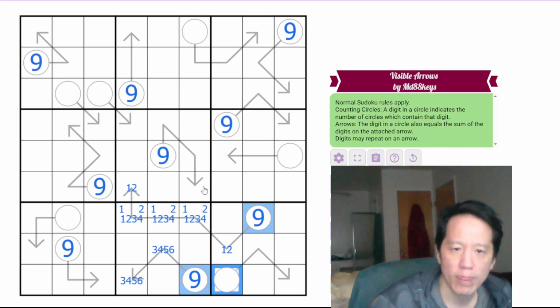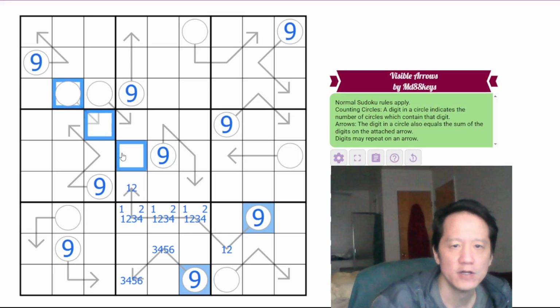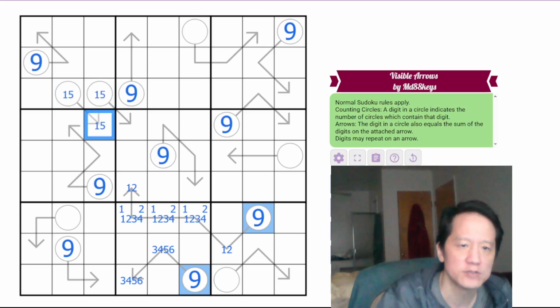Well, I don't think it could be 1. It can't be, sorry, it can't be 249. 249 in a circle requires that 2 to be the sum of 2 digits adding to 1, and we don't have an example of that, or just 1 digit adding up to 1. So this must be a 1-5 pair then. So this is 1 and 5, this is 1 or 5.